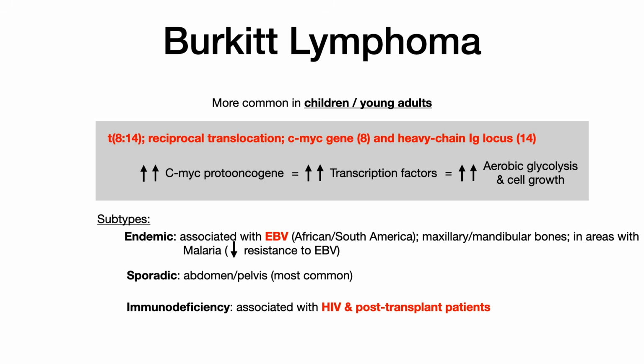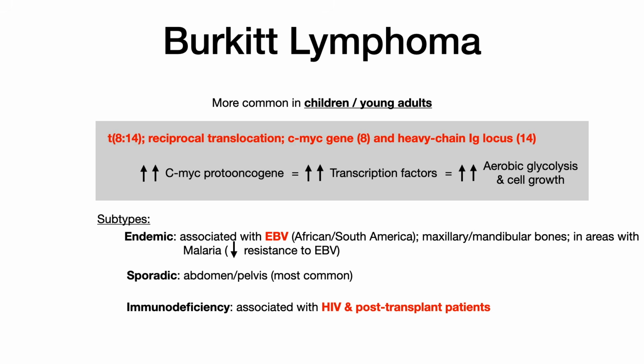This is more common in children and young adults. It is due to a chromosomal translocation 8;14. This is a reciprocal translocation where the c-Myc gene on 8 and the heavy chain Ig locus on 14 are involved. So what happens here is after this translocation, you have increased activity of c-Myc, which is a proto-oncogene that increases transcription factors, which increases transcription. So you have an increase in aerobic glycolysis and subsequent cell growth. And that's how this cancer forms. You have increased cell growth.